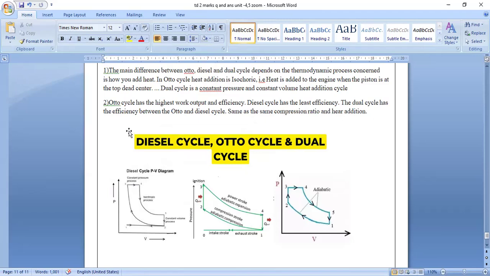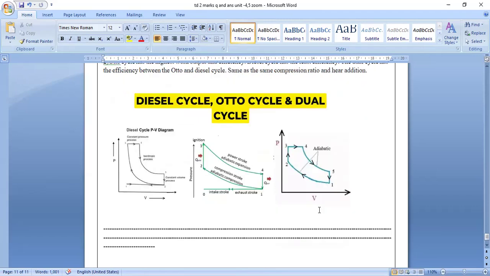The dual cycle has an efficiency between the Otto and diesel cycles. So the efficiency of the dual cycle is in between the Otto and the diesel. This holds for the same compression ratios and the same heat addition.